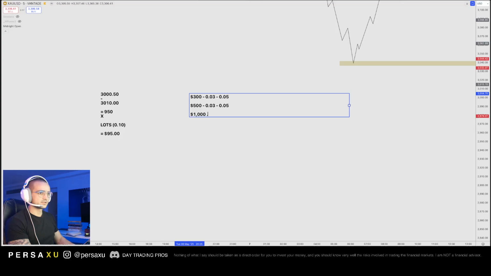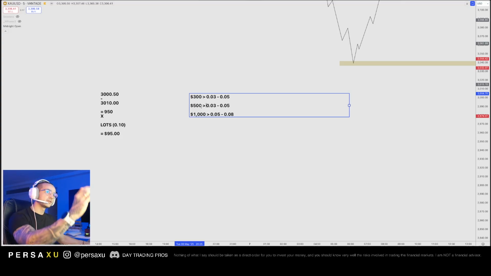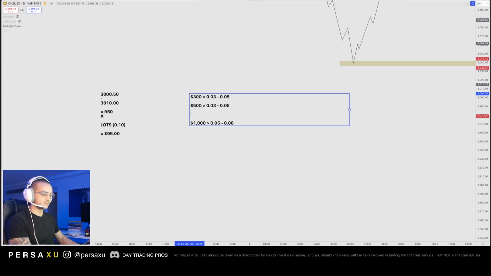And with 1,000, then you can start trading from 0.05 to 0.08 roughly. So I'm going to create that little table for you here, depending on your capital, and these could be like checkpoints, like stepping stones. I want to get from 300 to 500. From 500, let's get to 750.